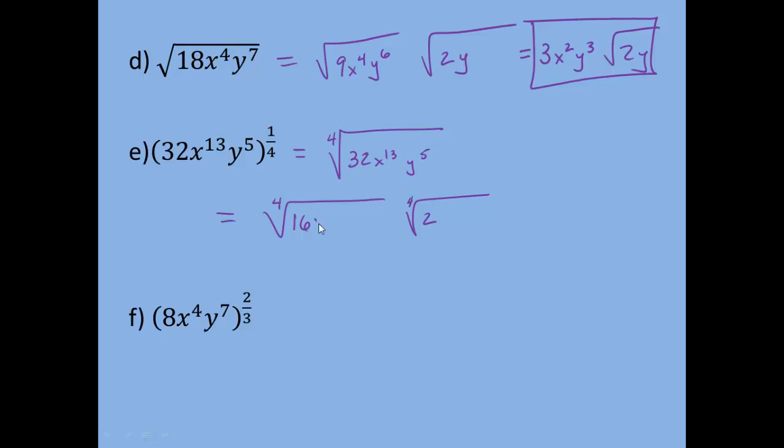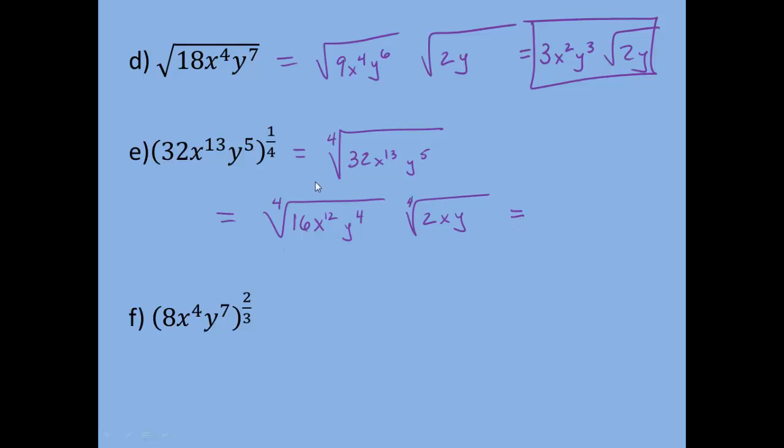For x to the 13th, we need x to the closest power to 13 that's divisible by 4 without going over. So that'd be x to the 12. Then we need a single x over in this one. And then for y to the 5th, we need y to the closest power to 5 without going over that's divisible by 4, which is y to the 4. And we need a single y here.